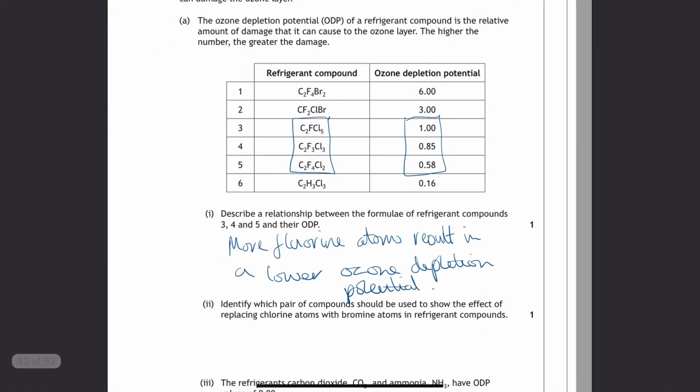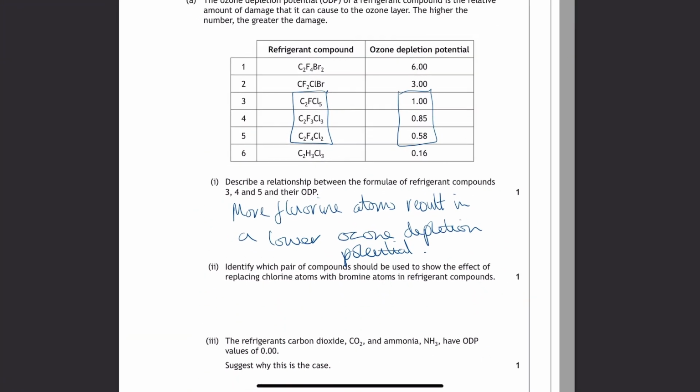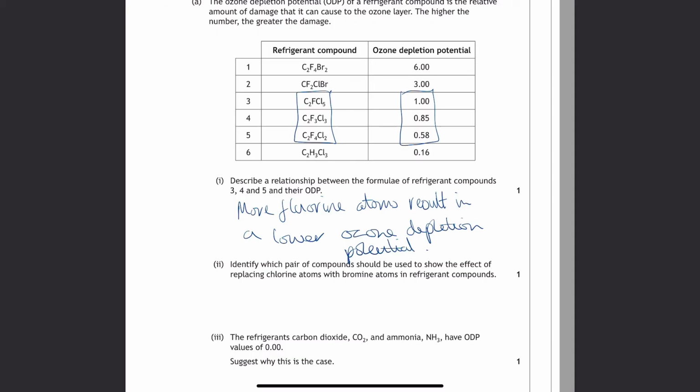You would need to make sure in this one that you didn't say that the more fluorine molecules or chlorine molecules there were, because they're not actually molecules of fluorine and chlorine here. They are just those atoms within a molecule. So identify which pair of compounds should be used to show the effect of replacing chlorine atoms with bromine atoms in refrigerant compounds. So we're looking for ones that are exactly the same, but there's chlorines instead of bromines. So that would be number 1 and number 5, because that's the only difference between them.